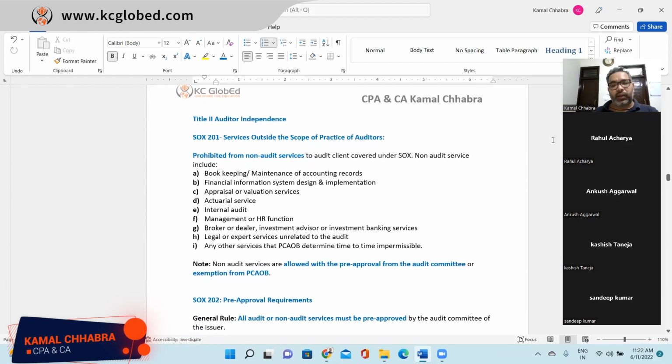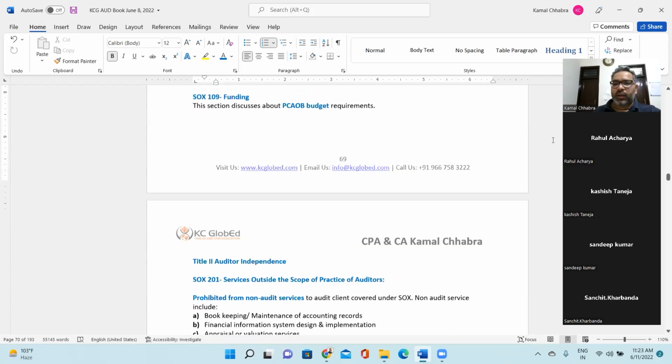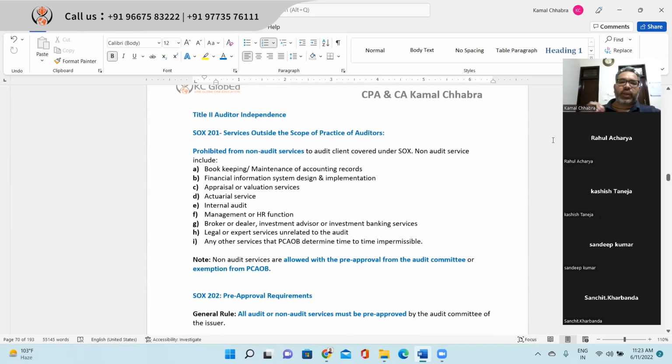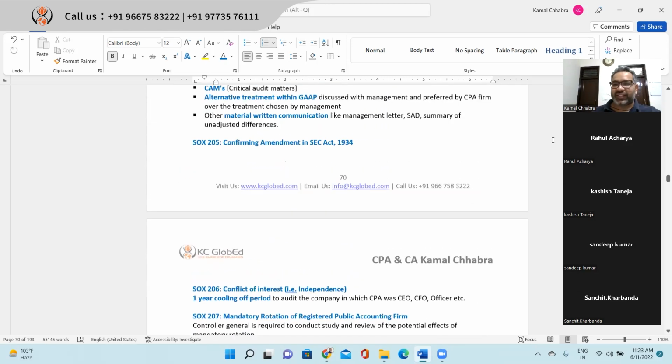Now we are coming to Title 2. Title 2 is more related to auditor independence, right? You will see a lot of things overlapping with the independence rule which we studied in the last class. Sections are defined based on the title. In Title 1, SOX 101 to 109 was there, and now in Title 2 you will see SOX 201 to 209. So again, here also we have 9 sections, right?